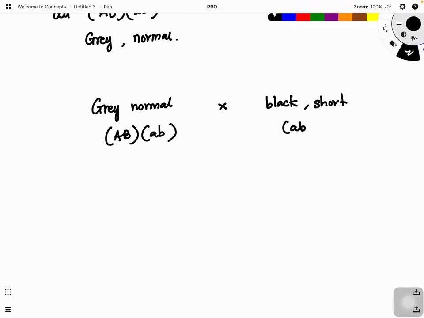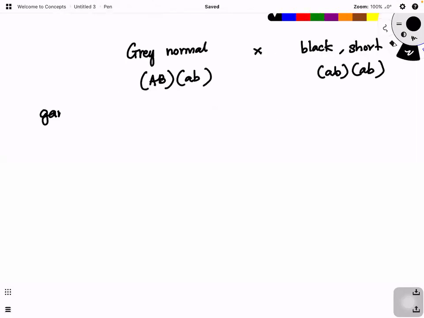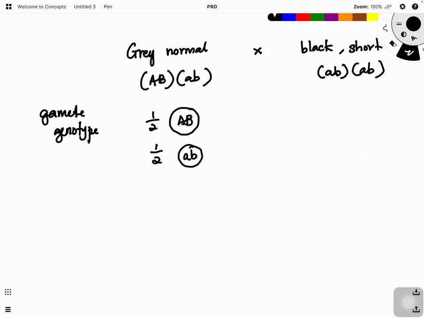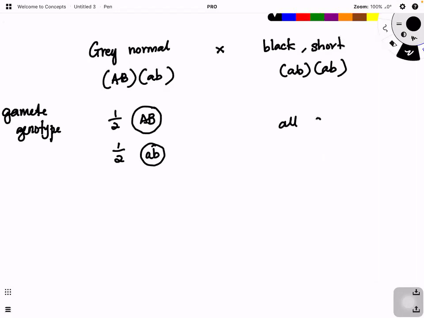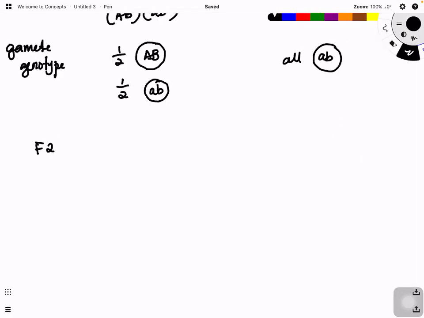Small a, small b, small a, small b. This is my gametes genotype. Half of my gametes will be big A, big B, and half of them will be small a, small b. Here, all of them will be small a, small b. So when fertilization takes place, I will get my F2 generation. If we take this one and this one, I will get big A, big B together with small a, small b together. So the chance is 1/2.